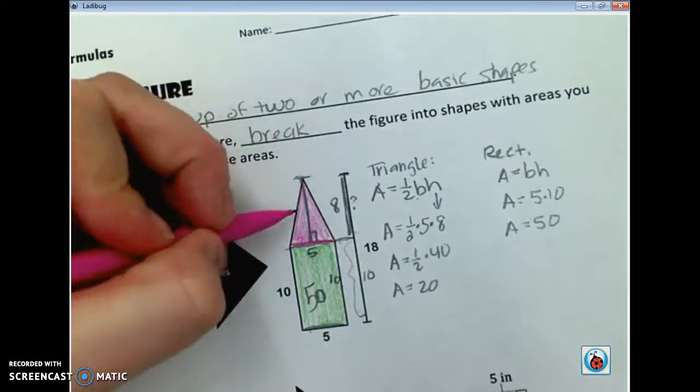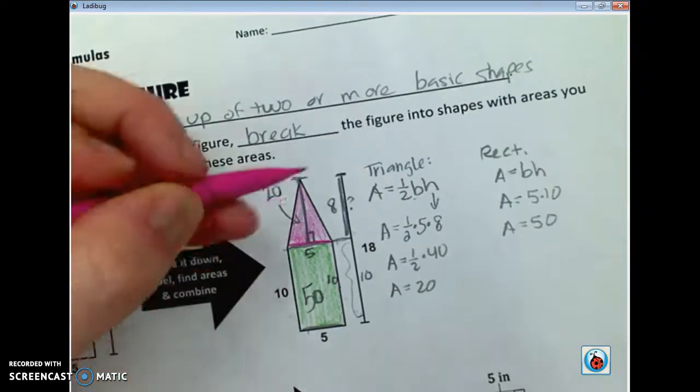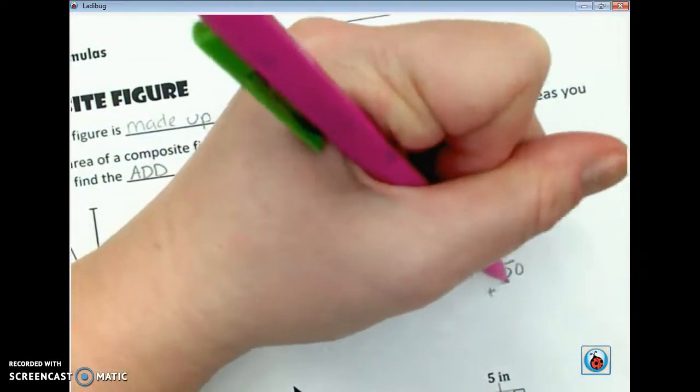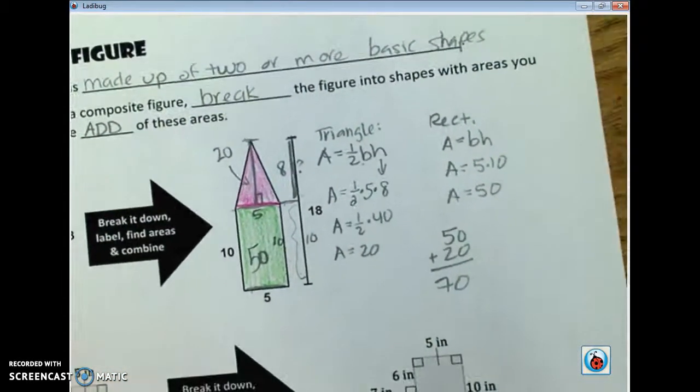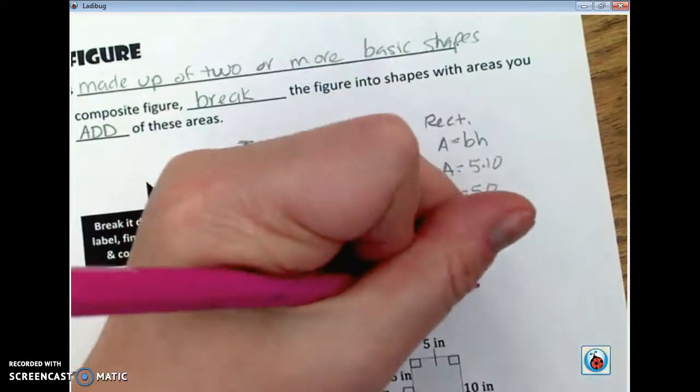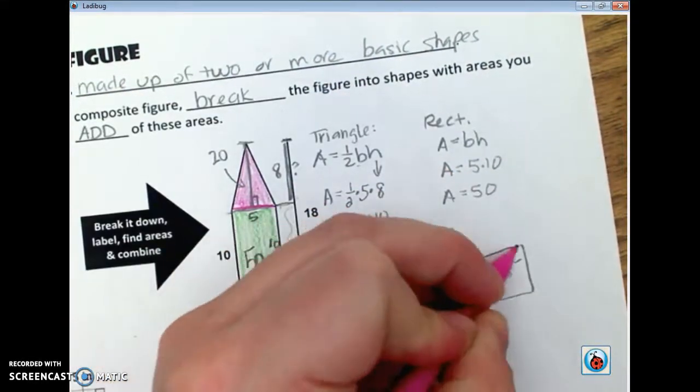The green is 50. This pink area is 20. So they're stacked on top of each other. So 50 plus 20 is 70. And remember, I said if you don't see units, go ahead and just write in the actual word units, and it's area, so it's units squared.